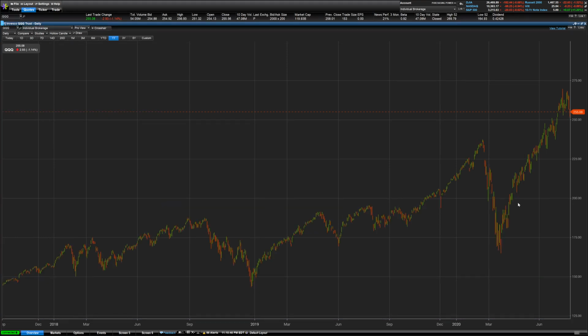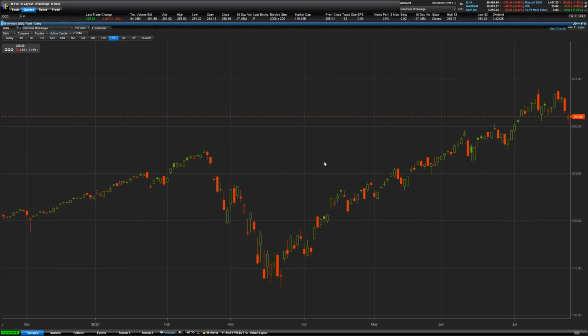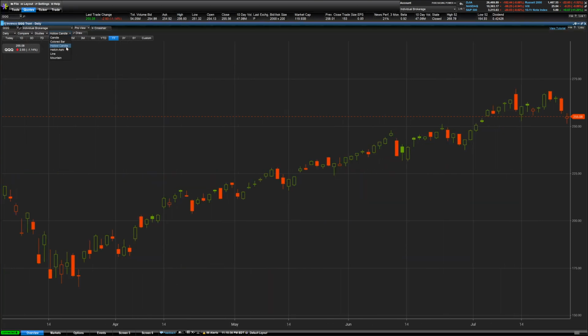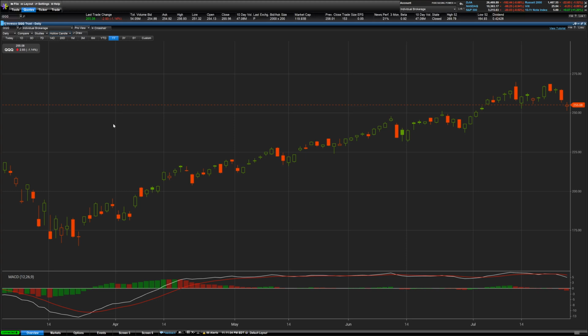Now these candles here, these are regular hollow candles. I want you to put on here, these are exactly what we want. Make sure that's on hollow candles. And next, what I want you to do here is go to studies and add your MACD. This is your moving average convergence divergence. We use this with our trade plan.